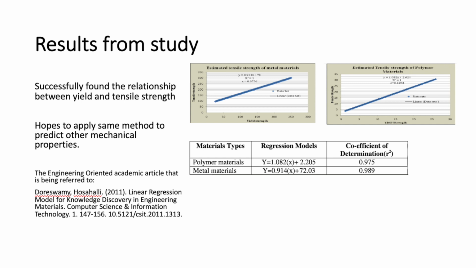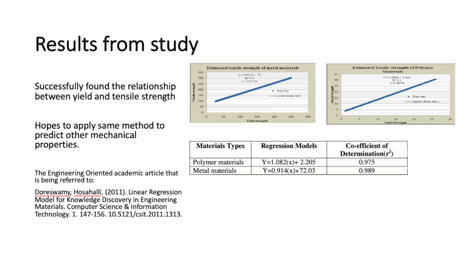Moving on to the results from the study, linear regression y equals 1.082x plus 2.205 was derived from the positively correlated polymer datasets in the database, and its coefficient of determination was 0.975. The linear regression model y equals 0.914x plus 72.03 for positively correlated metal datasets has a coefficient of determination of 0.9890. Both coefficients of determination for the two models show a high prediction accuracy, with the metal having the higher prediction accuracy.